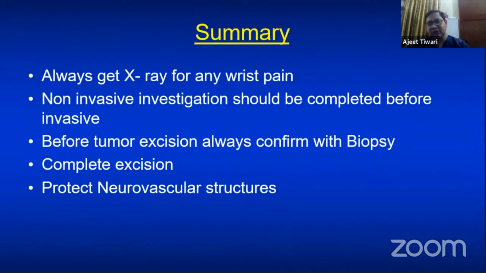But if it is a hand or wrist tumor, you have to be very careful about the critical structures like all the tendons, blood vessels, and nerves, because your future function depends on protecting them. If you injure the median nerve, the ulnar nerve, or the sensory branches, then the patient will not have a predictable result.